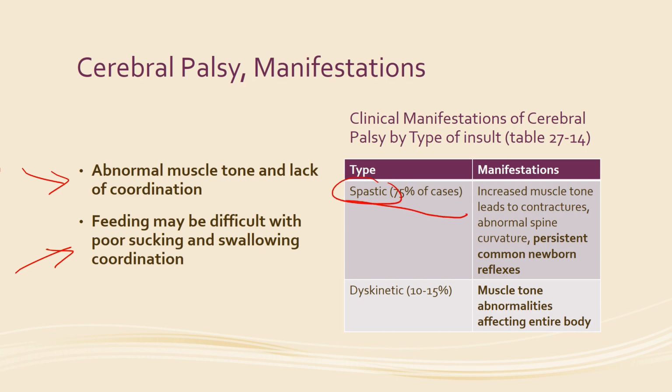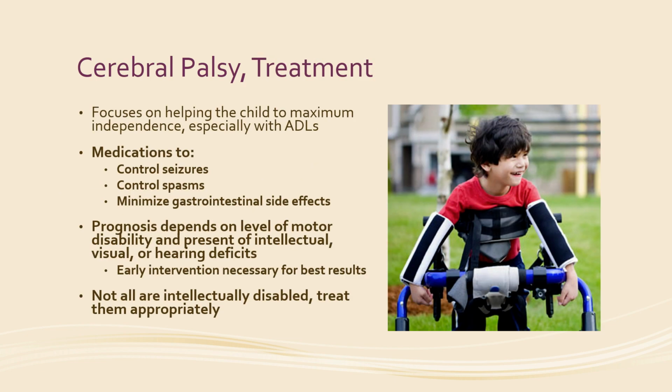The spastic cerebral palsy is the most common type. It can lead to contractures, abnormal spine curvatures, and we already talked about the persistent common newborn reflex, right? If you see it at an age past when it should have gone away, then you want to think cerebral palsy.